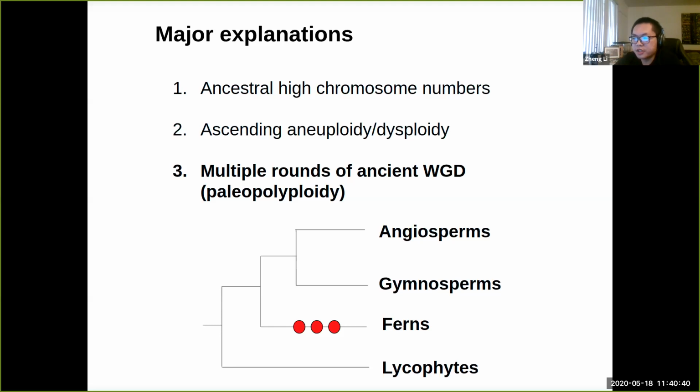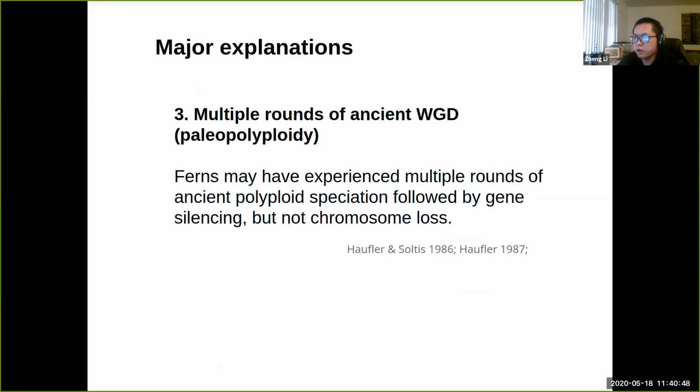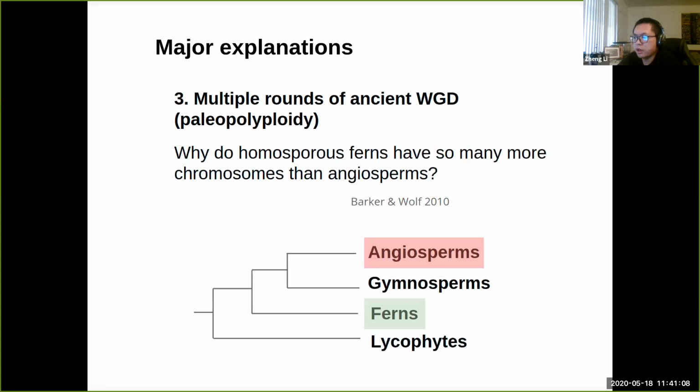So this leaves us to the leading hypothesis, the multiple rounds of ancient polyploidy or ancient whole genome duplication in ferns. So this idea first proposed by Haufler and Soltis in 1986. So they hypothesized that fern may have experienced multiple rounds of ancient polyploid speciation, followed by gene silencing, but not chromosome loss. And Barker and Wolf in 2010, they further compared that to flowering plant and further asked the question, so why do homosporous fern have so many more chromosomes compared to flowering plant?